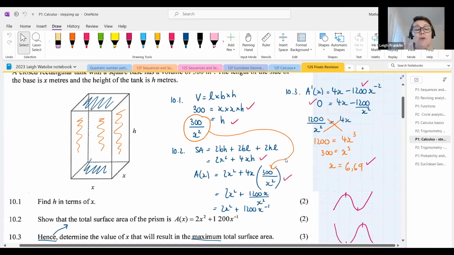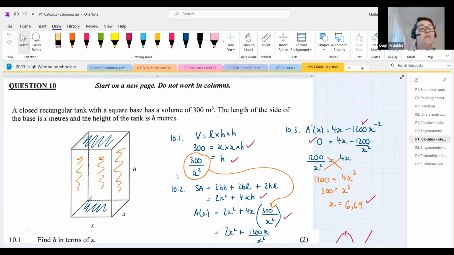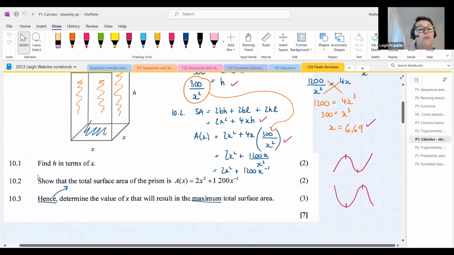Okay, so if you have a look at this, for example, this is what I was doing with the other class. They've given us a box. It's got a volume of 300 meters cubed. The length of one side of the base is X. The height of the tank is H meters. So the first thing that they wanted us to do was find H in terms of X. And then they wanted us to show that the total surface area of the box is this. And now, hence, determine the value of X that will result in a maximum total surface area.